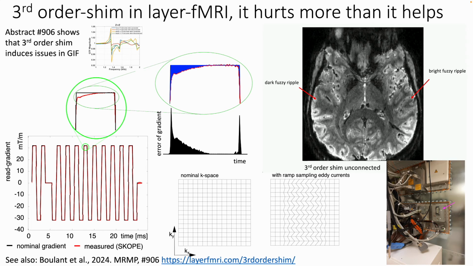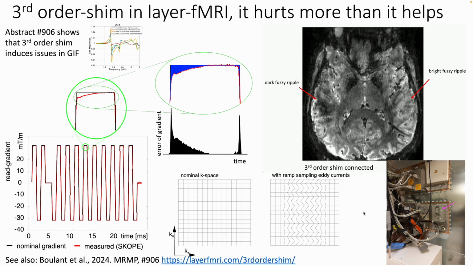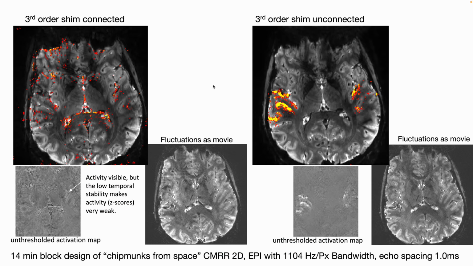And so you can see that the EPI image quality looks much better without the third order Shim, but let's also look at this here, for example, for a functional activation, where you can see that in the movies with the third order Shim connected, there's a lot of fluctuations going on. We have these fuzzy ripples and they basically destroy our auditory activity, which is not really very deep in the brain, but it's borderline between the upper and lower part of the brain.